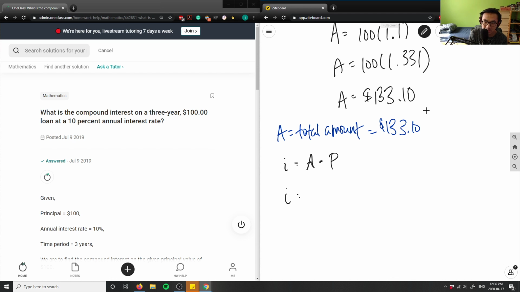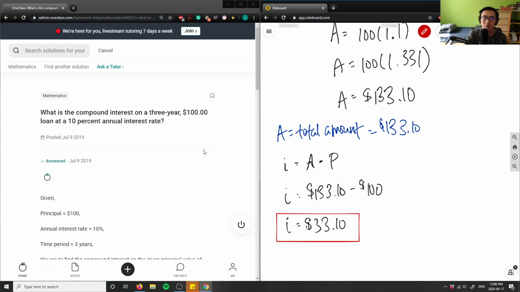So interest is $133.10 minus $100, which was our loan, our principal. Which means interest itself is simply just $33.10. So this here is our final answer for number 1. So let's look at the solution together.